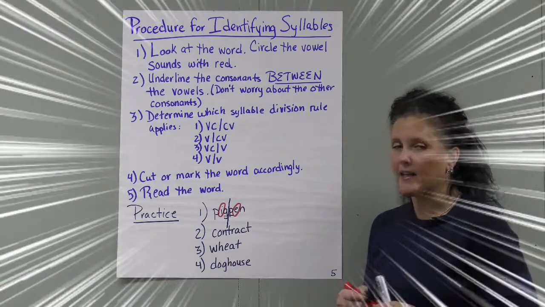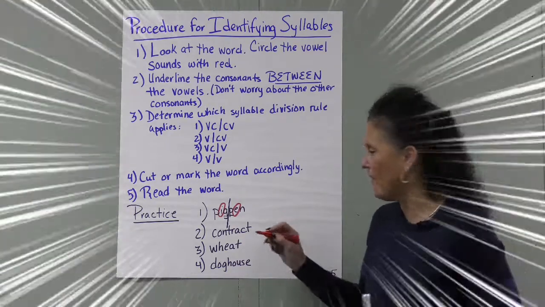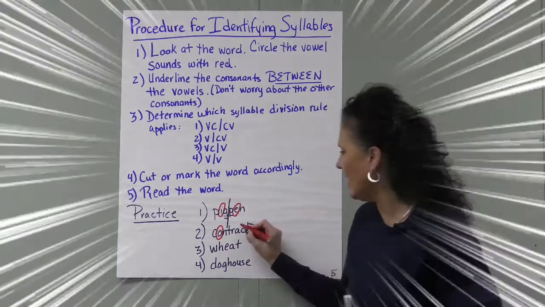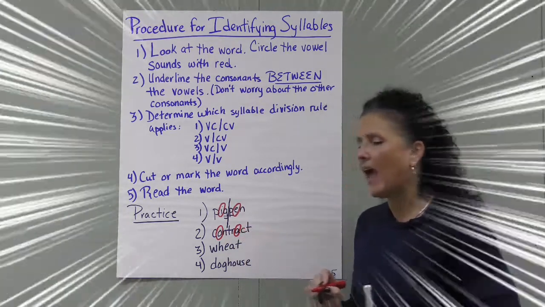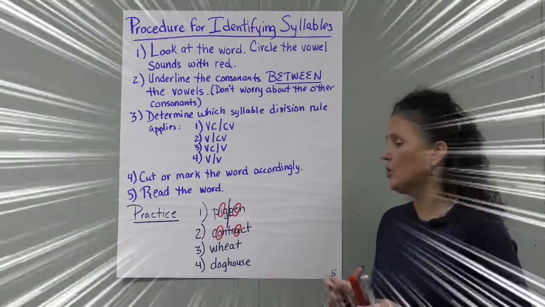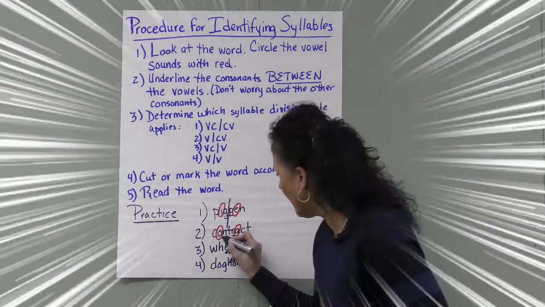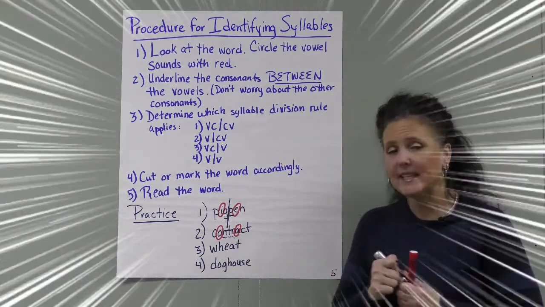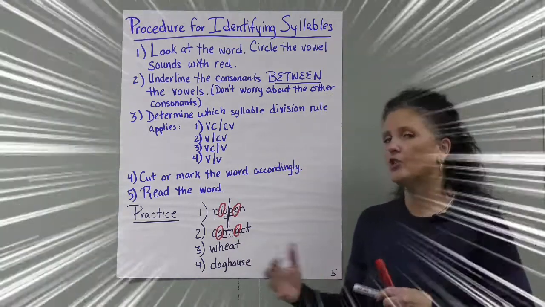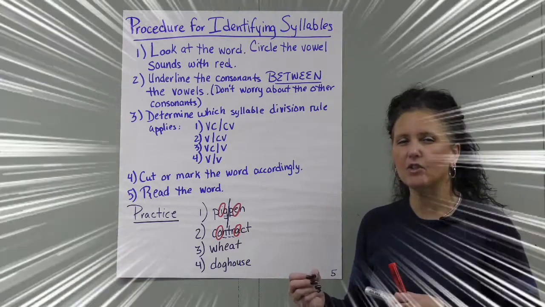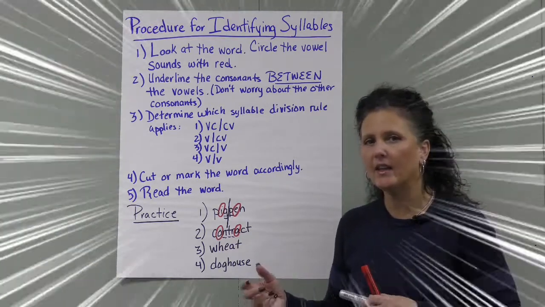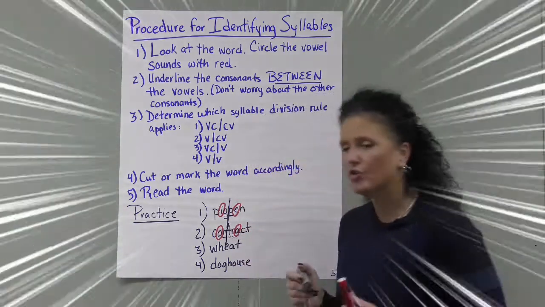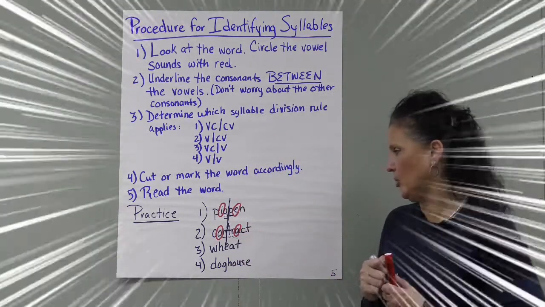We have contract. So let's circle the vowels that we hear. Con, there we hear that O, tract, right? Act. We hear the A, all right? Then we're going to underline the consonants in between the vowels. T, R, and A, sorry. So contract. What consonants do you hear? N and the TR sound. So we can separate it right here. Contract. Those are the 2 syllables.